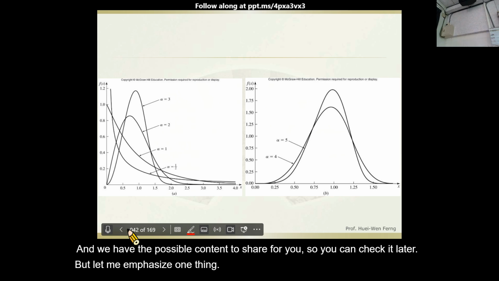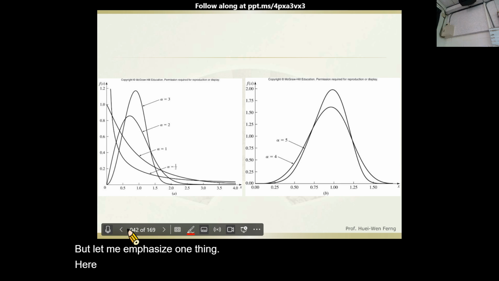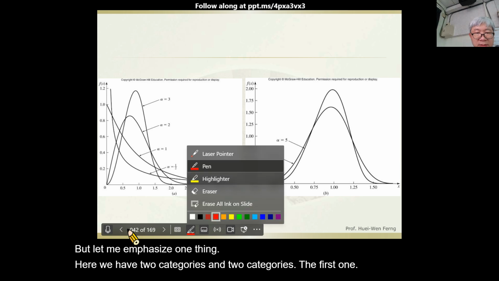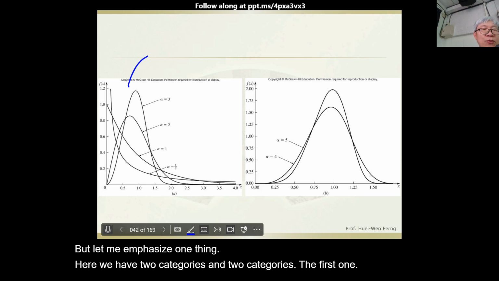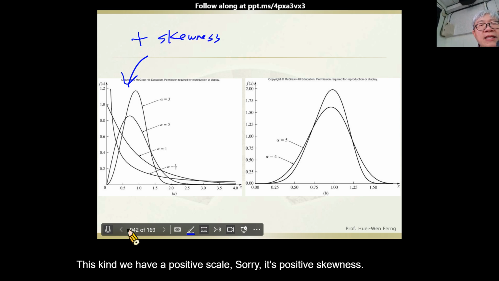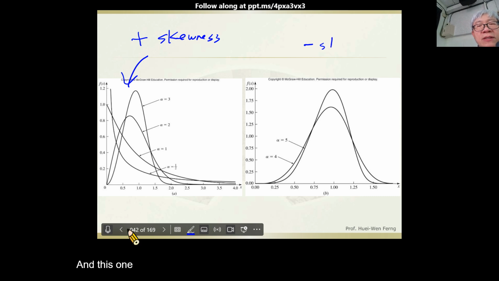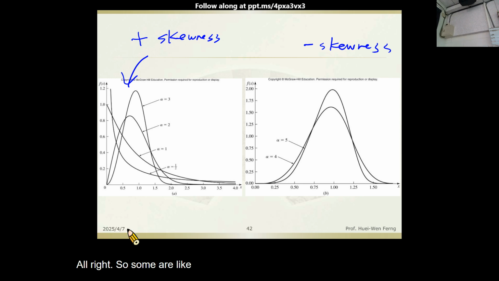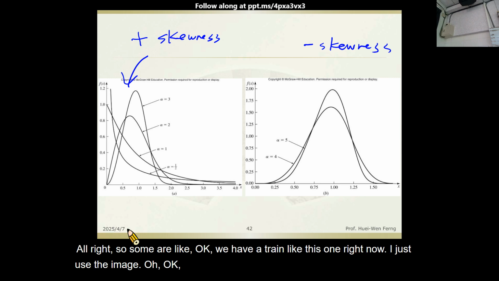Here we have two categories. The first one, this kind, we have positive skewness. It's positive skewness. And this one, we have a negative skewness. So someone might say, okay, we have a trend like this one. Right now, I just use the image. Something like this one is positive skewness, and this one is negative skewness.